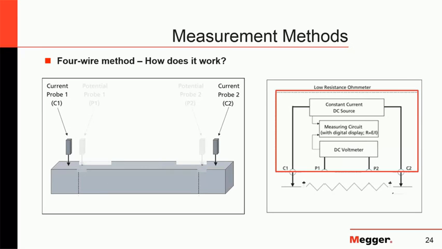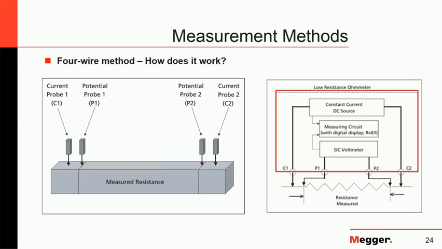Then we will have the 2 potential leads connected directly to the DC voltmeter, and what will happen is the instrument will inject the current, and then it will measure the voltage drop between the potential leads, and that way the ohmmeter will know the resistance in the circuit. And as you can see in the diagram, the DC voltmeter won't include the small voltage that we will have on the current connections to the specimen.